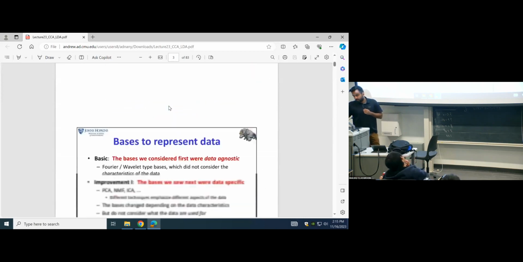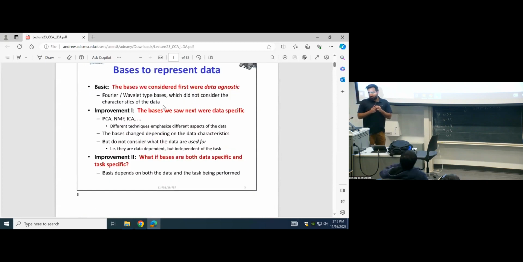So let's go into detail. Right now, here's what we've learned. We've learned the basic ways to represent data, like Fourier and wavelet type bases, which are independent of the characteristics of the data. It's just an equation, you plug it in, no need to consider the data. Now, here are the ones that you've used the most: PCA, NMF, ICA. They try to emphasize different aspects of the data.